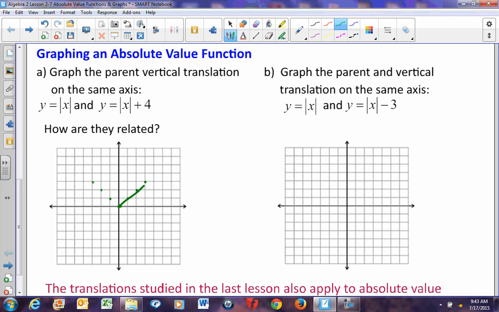I'm trying to graph this to the left. Nice straight line that way. Nice straight line that way. So much more straight line. That's the graph of y equals the absolute value of x.